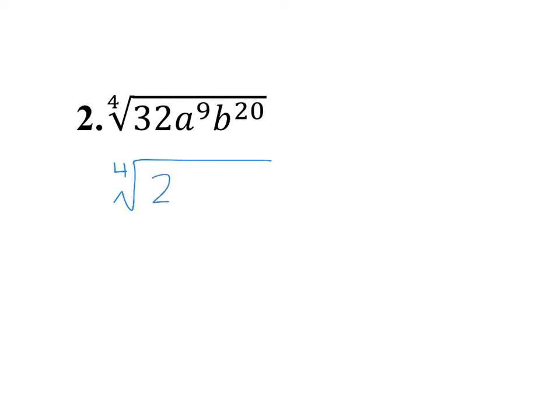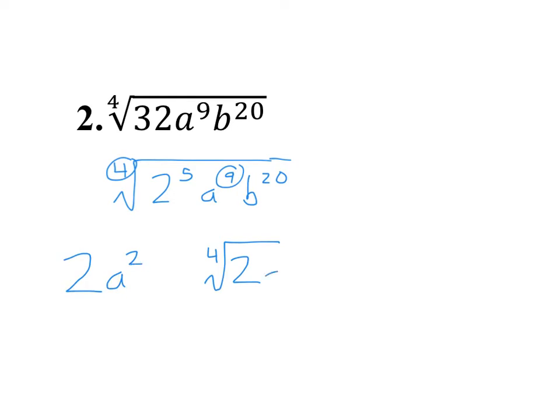32 is 2 to the 5th. And now I'm going to divide all the exponents by the index. So we're going to have 1, 2 out front, and 1, 2 has to stay inside. 5 divided by 4 is 1 with 1 left over. 9 divided by 4 is 2 with 1 left over. And 20 divided by 4, that goes in evenly, that is 5.